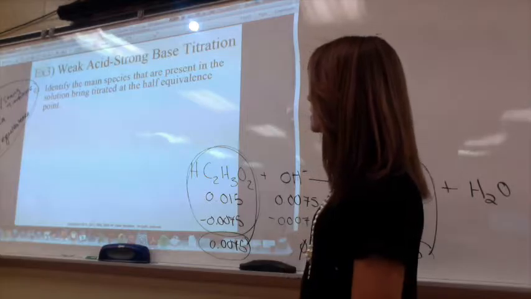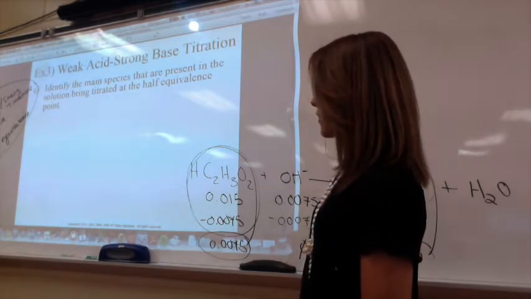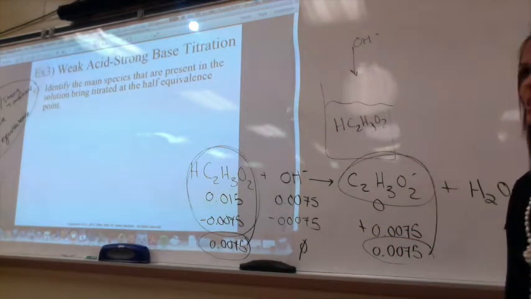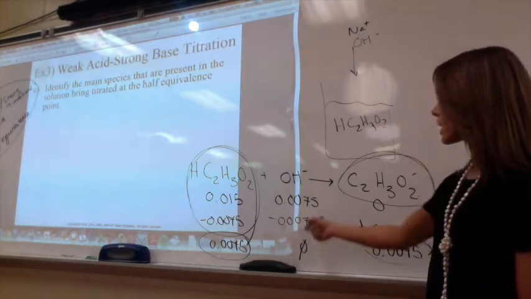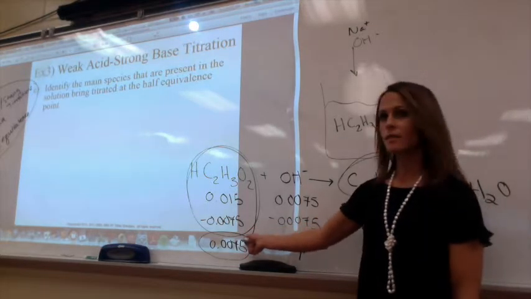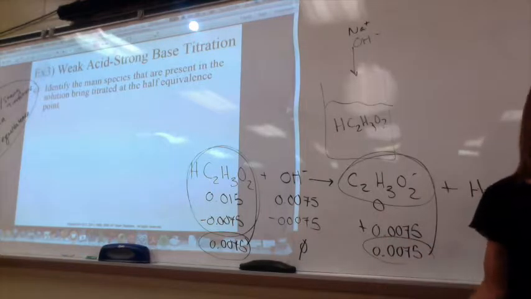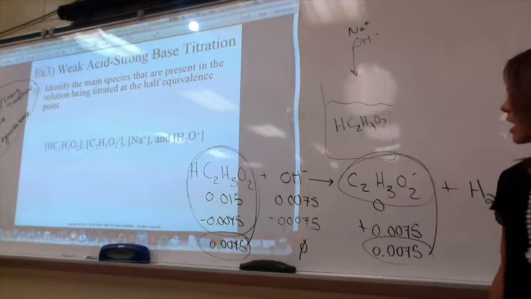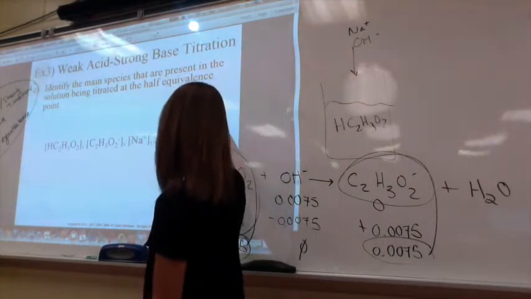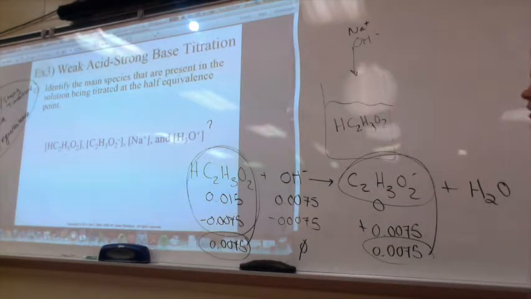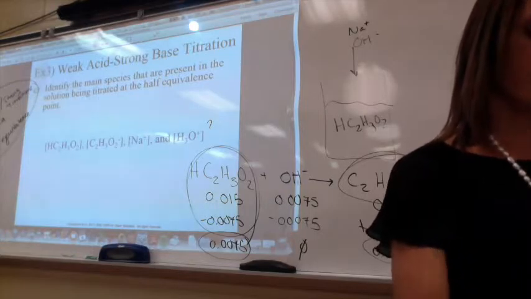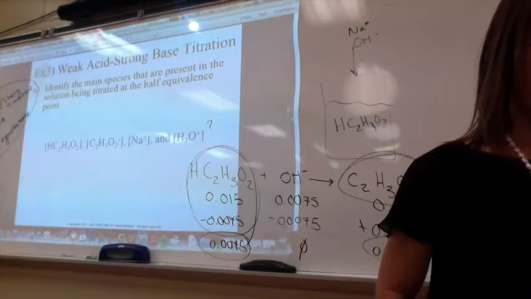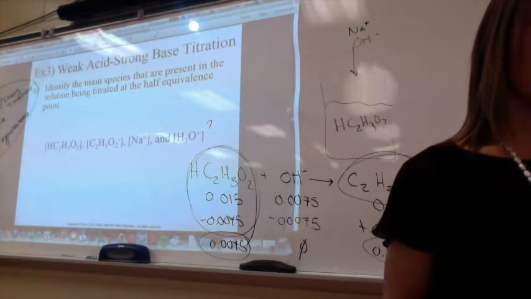The last part says identify the main species that are present in the solution, that should say being titrated, at the half equivalence point. So let's evaluate, right? By the way, this is sodium hydroxide going in, right? We can't forget about that piece. So do we have any base at half equivalence? No. We have this. We have this in exactly equal amounts. And then what else do you have floating around? And you have sodium. So this H3O plus thing, I kind of have a question mark in my notes about this because I think it's sort of odd that they would throw that in there. I think they're just trying to say that this is an acid system, so therefore there is an acid dissociation to this. But I don't really agree with that one too much as being one of the predominant ions floating around. So I would have just listed those first three.